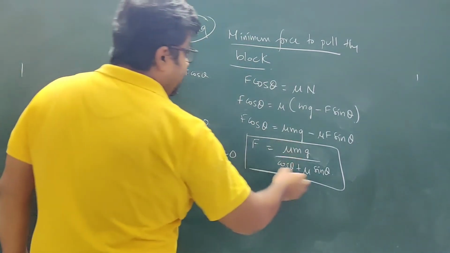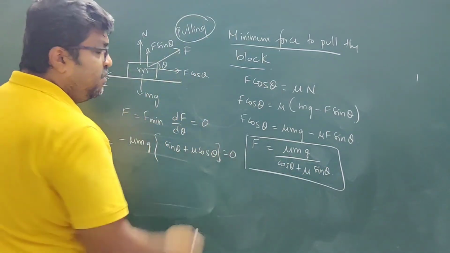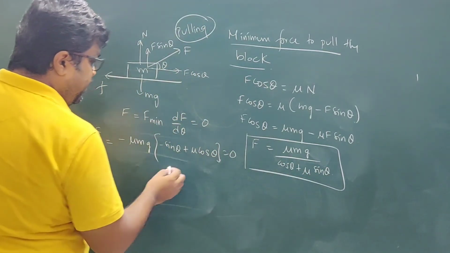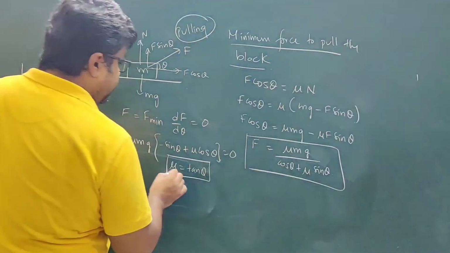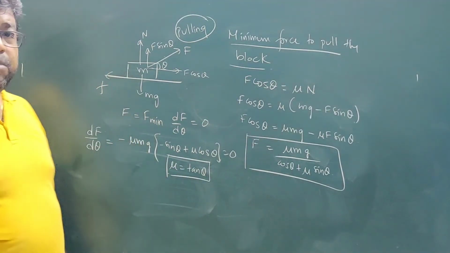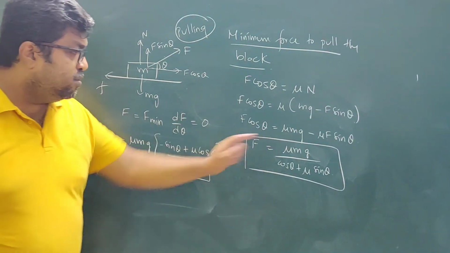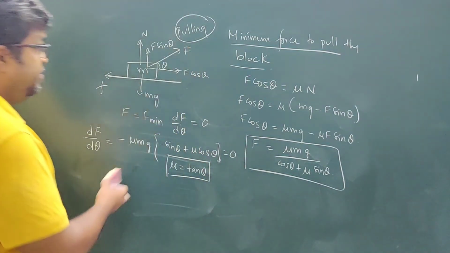Okay, so I am differentiating this. Denominator I have not written because it will vanish. So simplifying this, you get mu is equal to tan theta. So for mu is equal to tan theta, force will be minimum. Correct? So let us substitute that value over here.